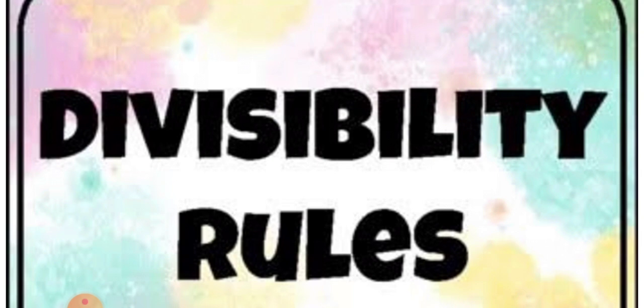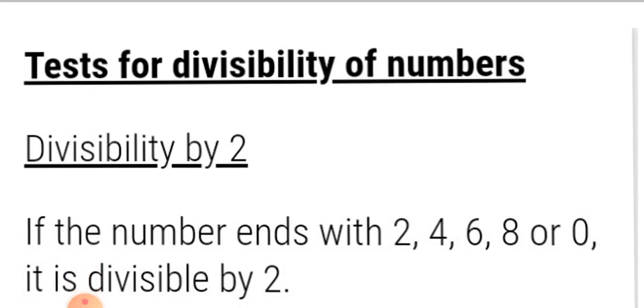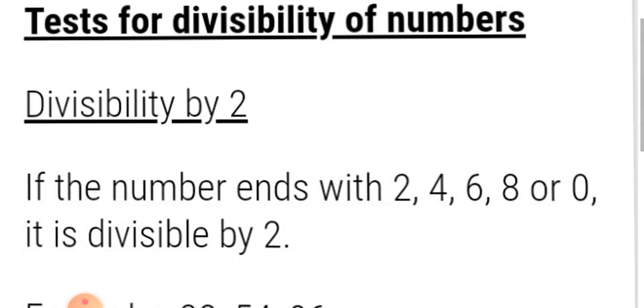Here you can avoid the long division method and check whether it is divisible by that number or not. So here we are going to discuss the tests for divisibility of numbers one by one. The first one is divisibility by 2. There is a rule for divisibility by 2. The rule is: if the number ends with 2, 4, 6, 8 or 0, it is divisible by 2.